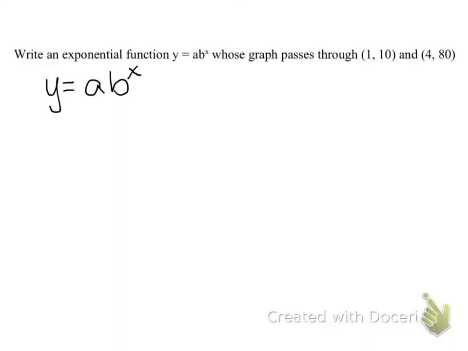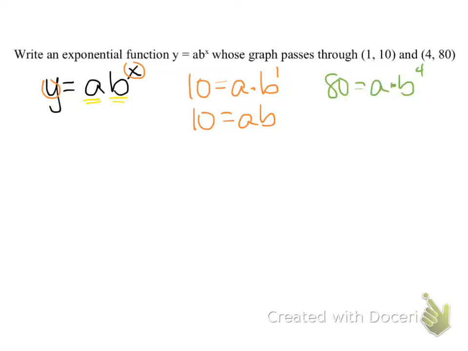We need to write an equation y equals a times b to the x, so we need to find a and b. Since we are missing 2 letters, 2 variables, we're going to need to have 2 equations. Well, fortunately, we have 2 pairs of x and y that we can plug in. So if we rewrite these, we'll have y, which is 10, equals a times b to the x, which is 1. We can simplify this a little bit. 10 equals a times b. Let's do that with the other ordered pair. So 80 equals a times b to the fourth.